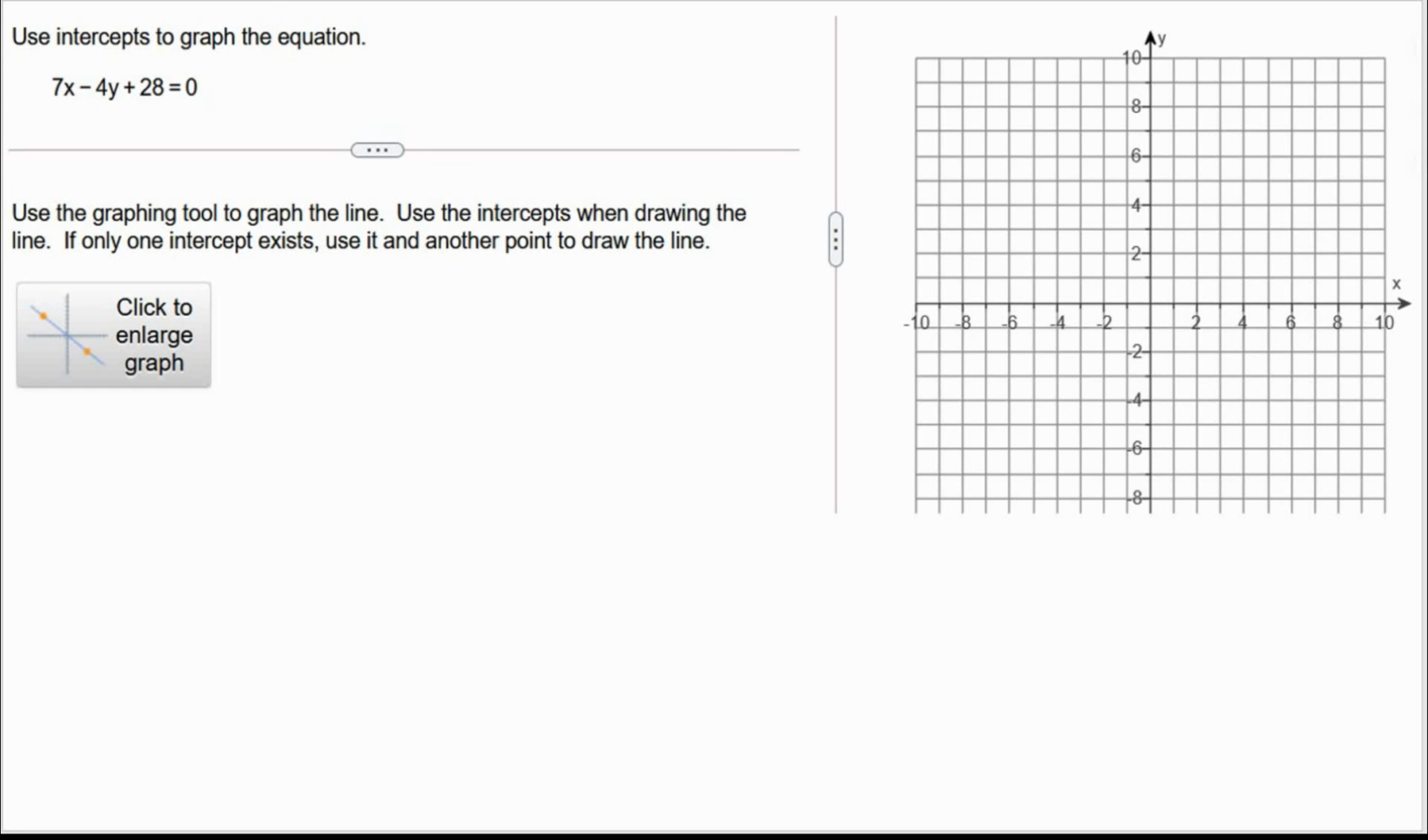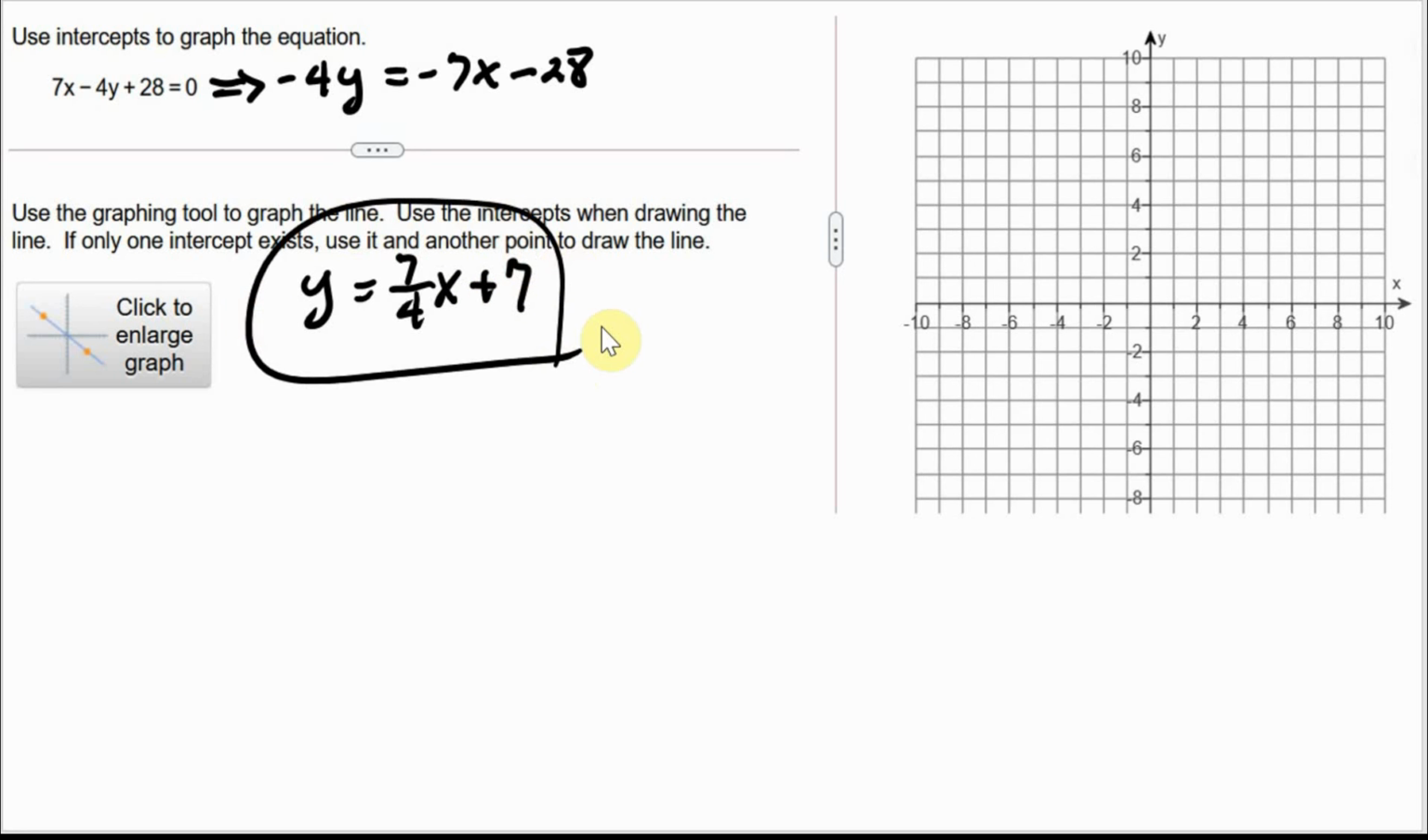That's the same idea here. We're going to isolate the y, but let's get just minus 4y by itself. Subtract the 7x on both sides. Subtract the 28 on both sides. So I have negative 4y is equal to negative 7x minus 28. Now divide everything by that negative 4. So I get y is equal to 7 over 4 times x plus 7. So 7 is the y-intercept.